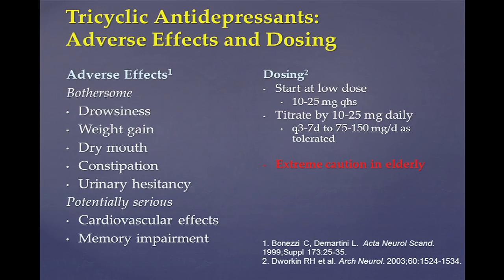So what are some of the adverse effects of the tricyclic antidepressants like amitriptyline and nortriptyline? There are a lot of them. They have a lot of anticholinergic side effects, so people have dry mouth, dry eyes, they can feel sedated, constipated. You have to be very careful if people have any kind of urinary symptoms to begin with, like BPH, because it can cause urinary hesitancy.